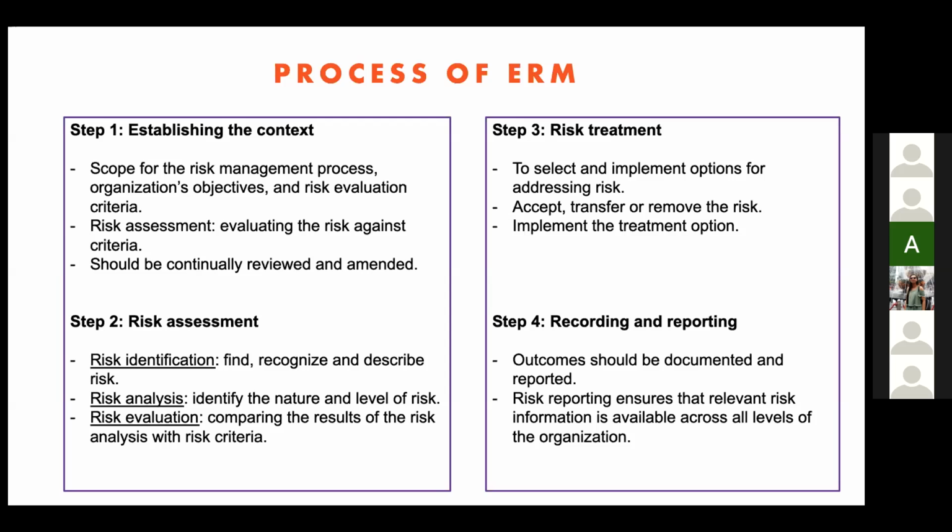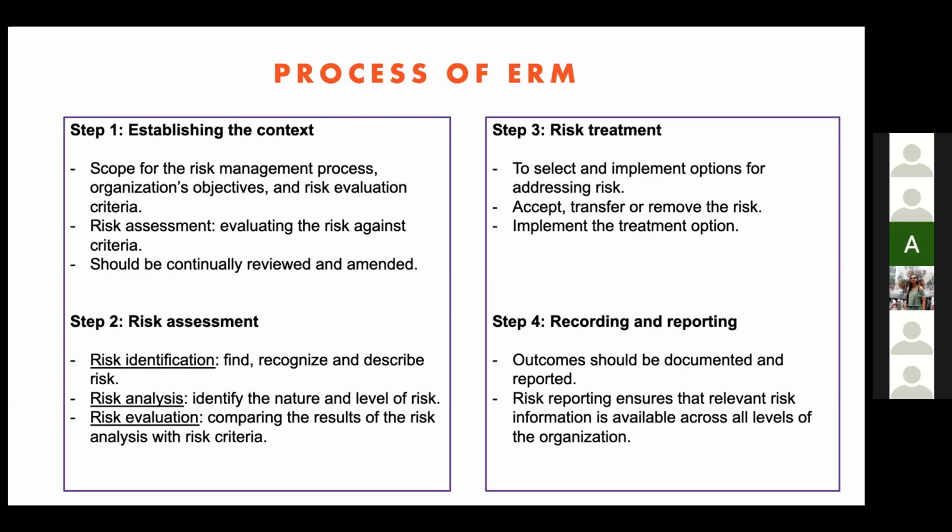So step 3 is on risk treatment. The purpose of risk treatment is to select and implement options for addressing the risk. Options for treating the risk may involve avoiding the risk by deciding not to start the activity that gives you the risk, accepting the risk in order to pursue an opportunity, removing the risk source, or transferring the risk through buying an insurance. In this stage, we will know who is accountable for the plan and what resources they need. Then they will implement the treatment options.